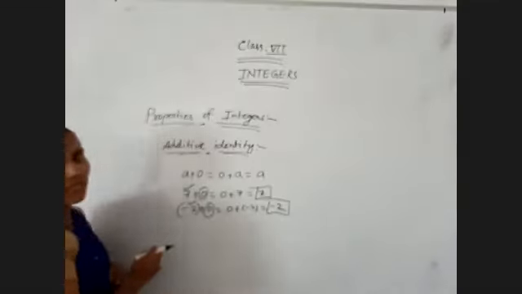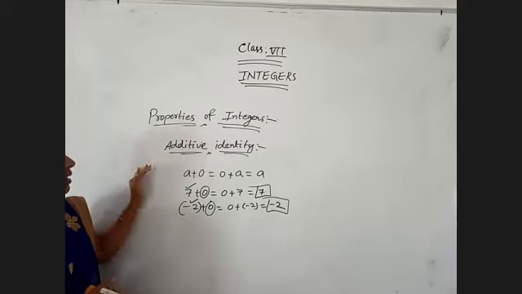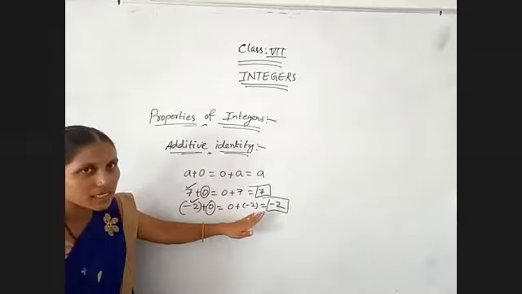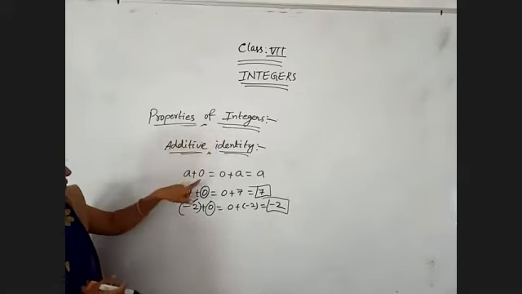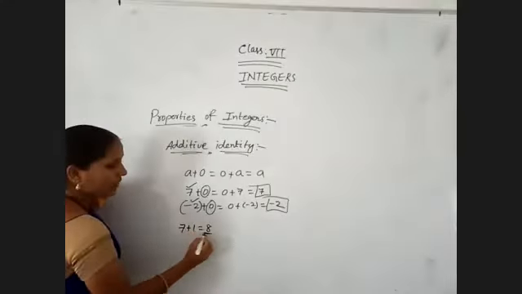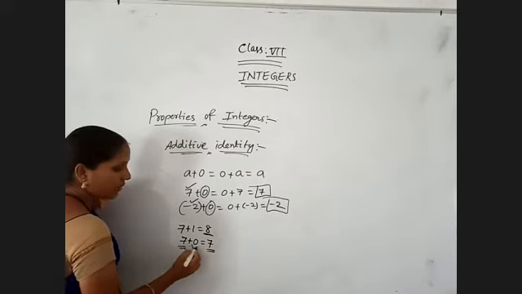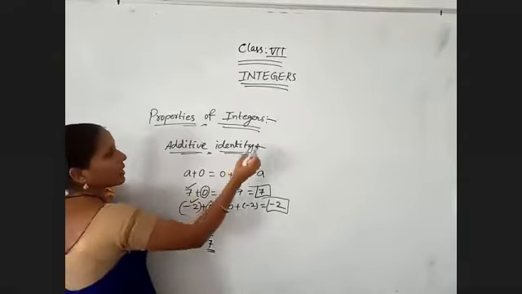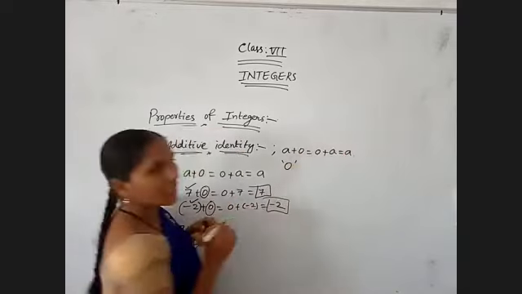So an identity element means that whatever operation we perform, there is no change in the result; we get the same number. In addition, by adding 0 we get the same number as the result. Is it clear? Now observe: if I add 1 instead of 0, 7 plus 1 gives 8, not 7. For an identity element, we need to get the same number, so we have to add 0 itself and not another number. That's why the additive identity element of integers is 0.